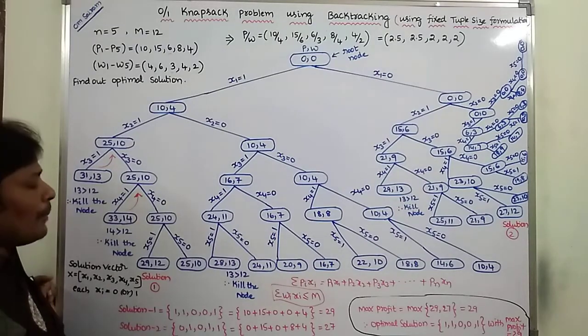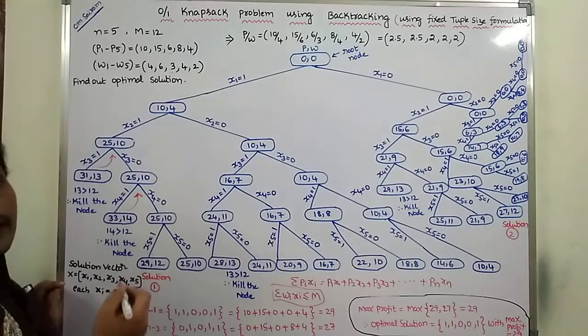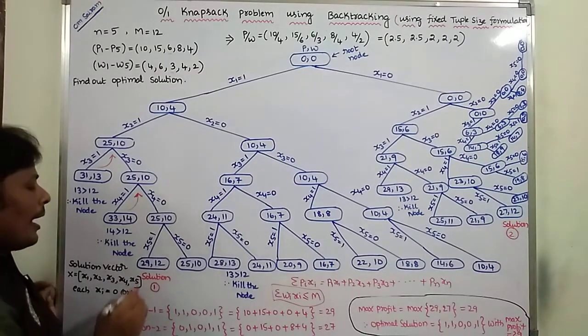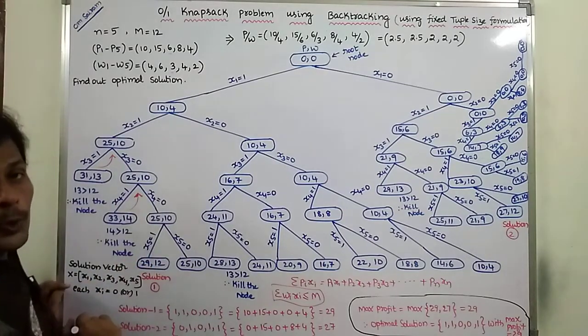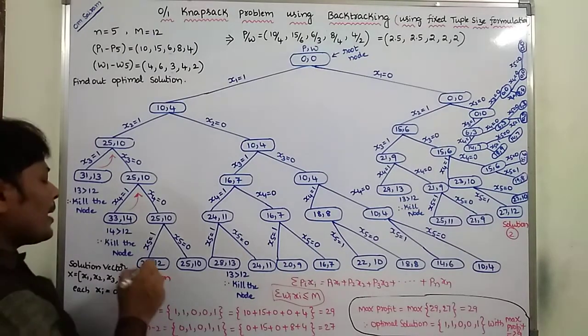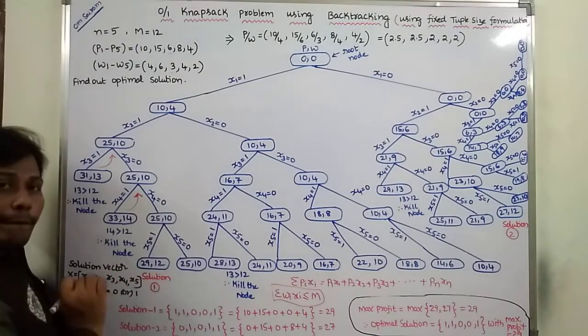5 objects are completed. The sum of the weights of the objects that we have considered is equal to the capacity of the knapsack, the profit is 29 and the weight value is equal to 12. So whenever the sum of the weights of the objects that we have considered is equal to the capacity of the knapsack, it becomes the solution. So this is solution 1.